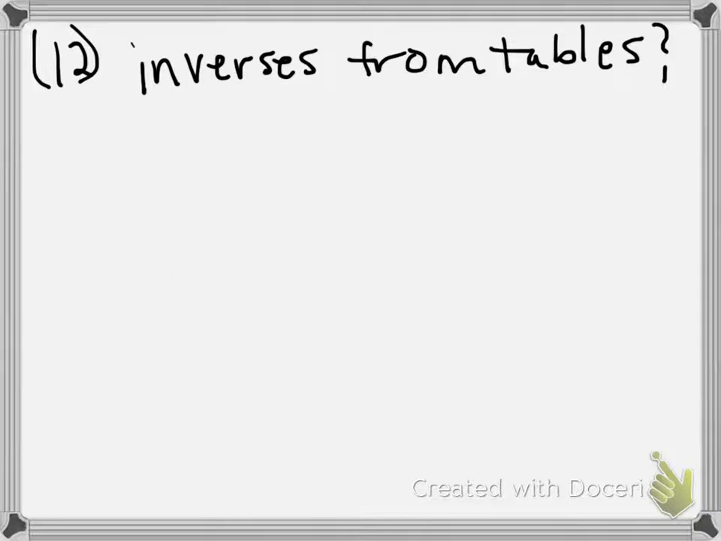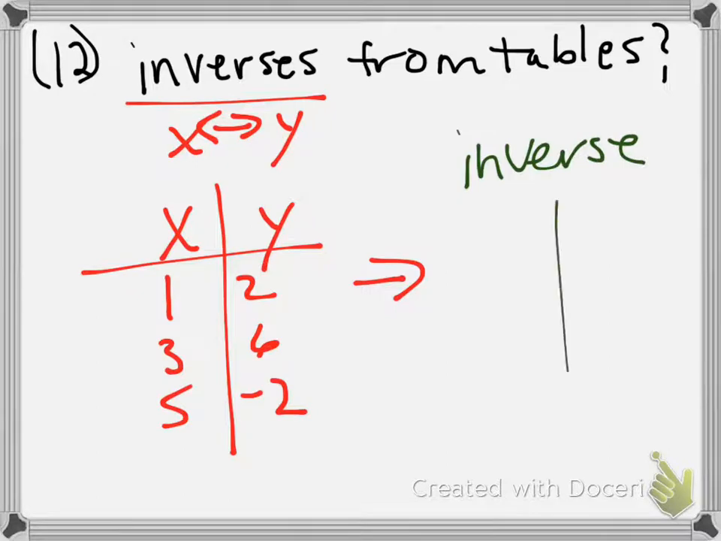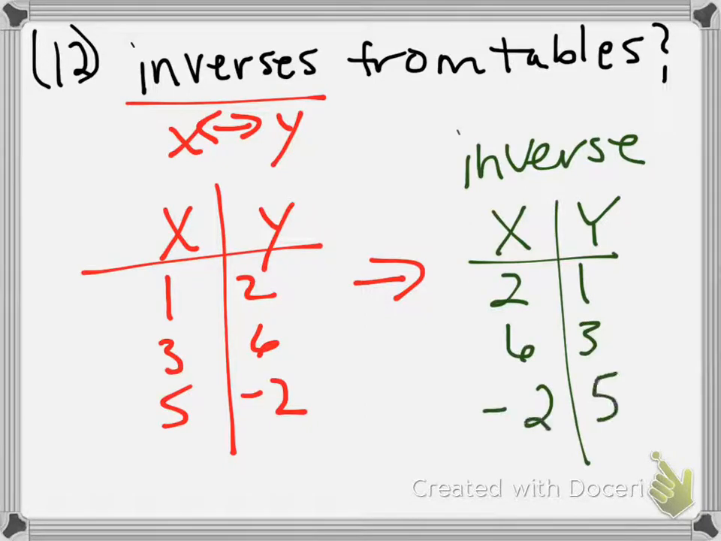Alright, number 12 is asking you how you can determine inverses from tables. Remember that to find an inverse, you take the x and the y and you switch them. So let's say I had a table that was 1, 2, 3, 6, 5, negative 2. What would its inverse table look like? The inverse table would look like the x's and the y's were switched. So this would be 2, 1, 6, 3, and negative 2, 5. So how can you tell an inverse from the table? Well, the x values and the y values would be switched.